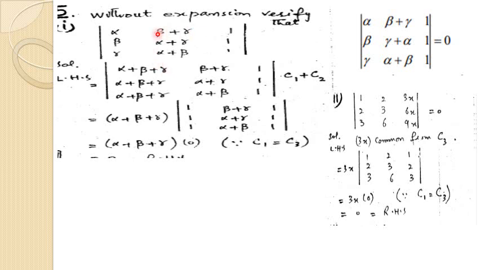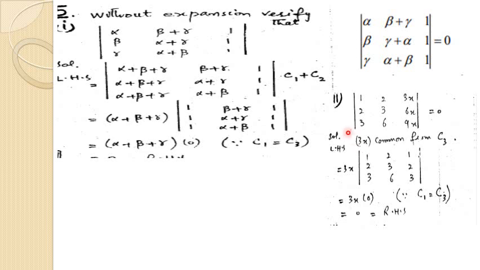Now you can see that column 1 I add column 2, and these two columns are identical, so it means that the whole determinant is 0, and something multiplied by 0 is 0. This is the question like this.